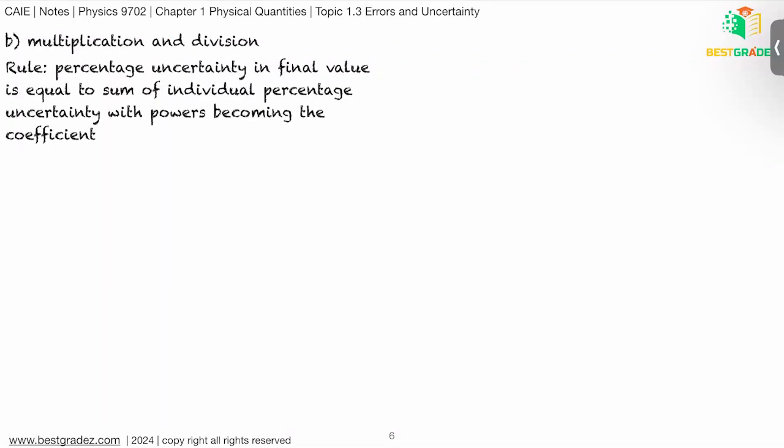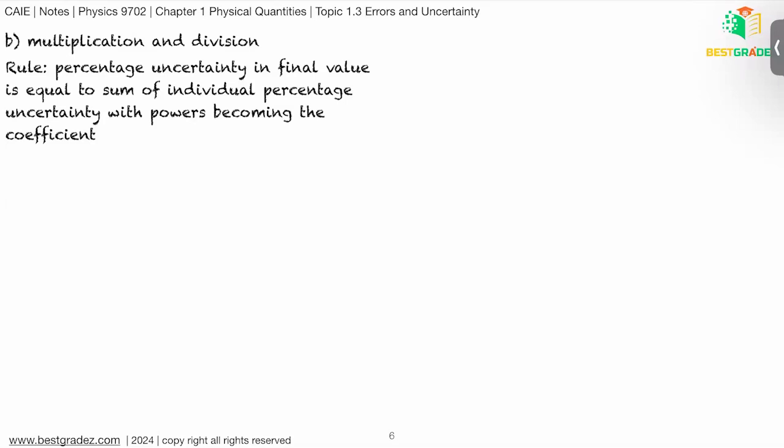In multiplication and division, the percentage uncertainty in the final value is equal to the sum of individual percentage uncertainties, with powers becoming the coefficient. A little long and difficult to process, it seems so, but basically it is a fairly easy thing.